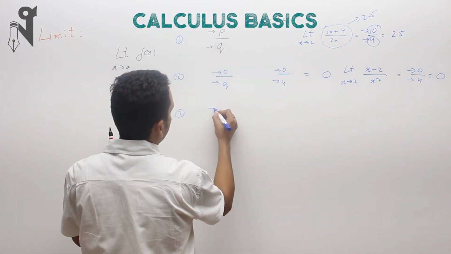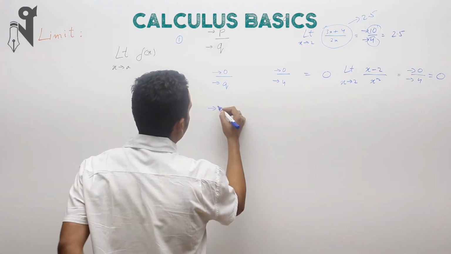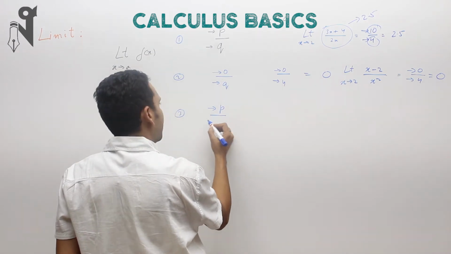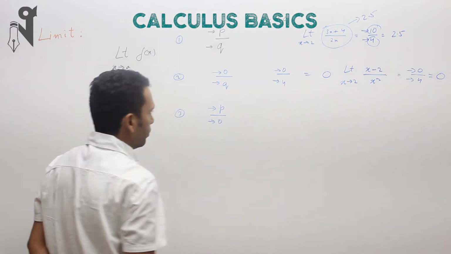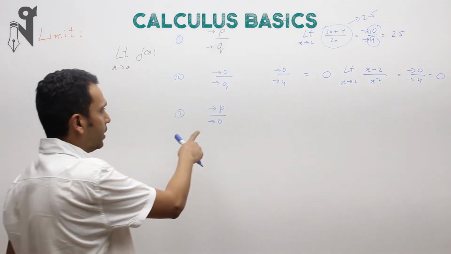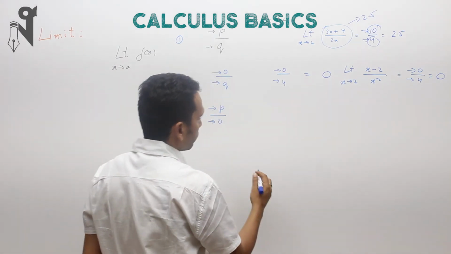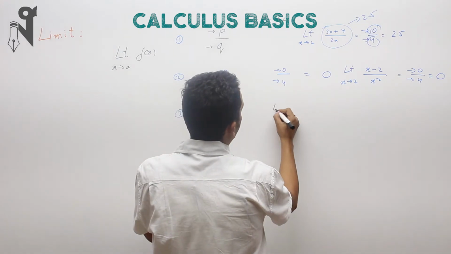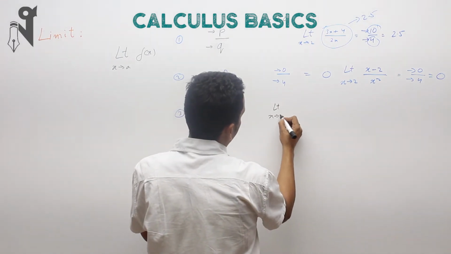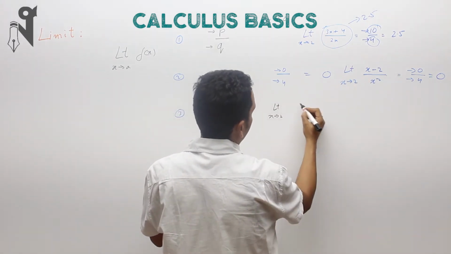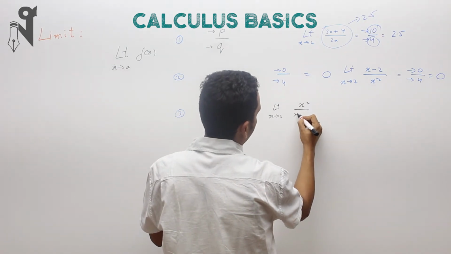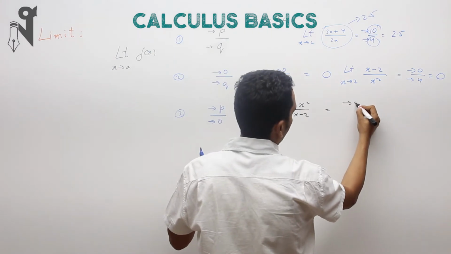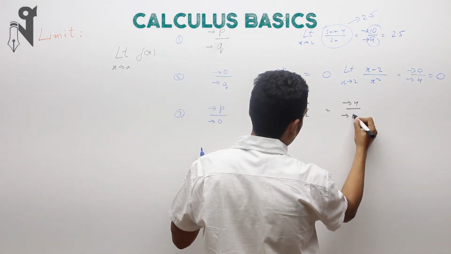You have a number on top, tending to a number like 10, divided by something tending to 0 on the bottom. Now what can this be? Here you have a number on top. I'll give you an example over here. Limit x tends to 2, I'll just reverse this, you have x square divided by x minus 2. So what you have on top is tending to 4. On the bottom, it is tending to 0.